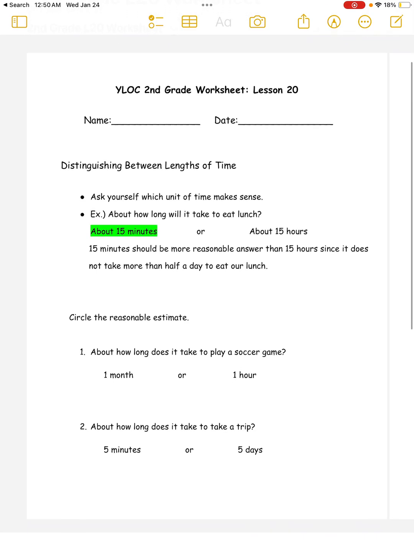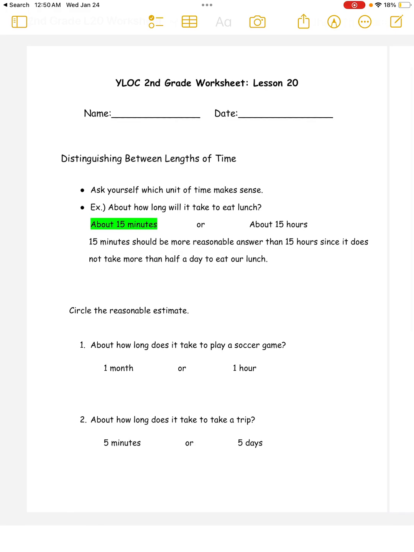It says, ask yourself which unit of time makes sense. Example, about how long will it take to eat lunch? It says about 15 minutes or about 15 hours. The answer should be 15 minutes, a more reasonable answer than 15 hours, since it does not take more than half a day to eat our lunch.